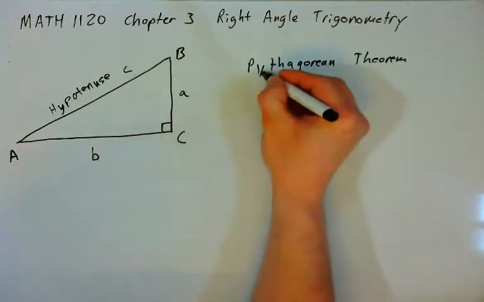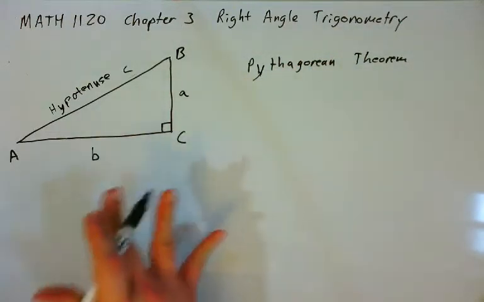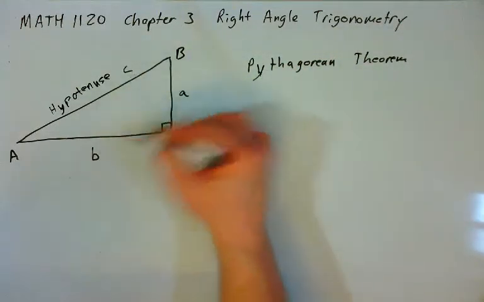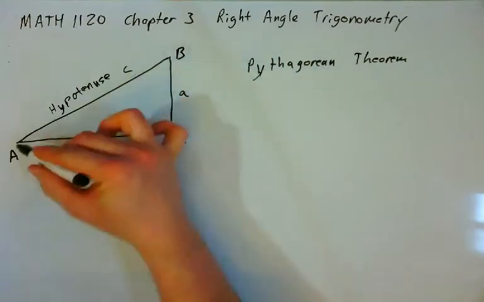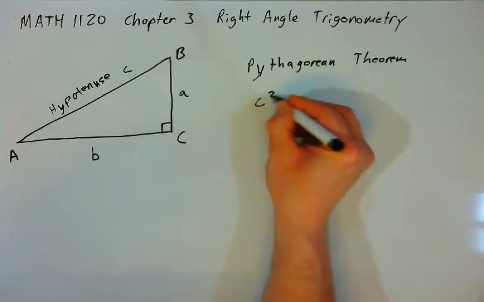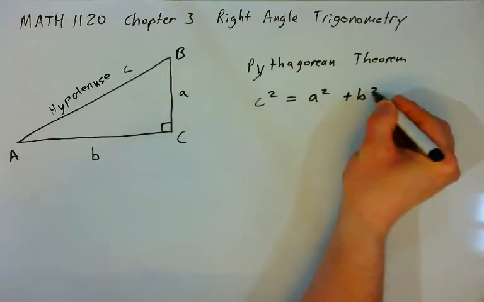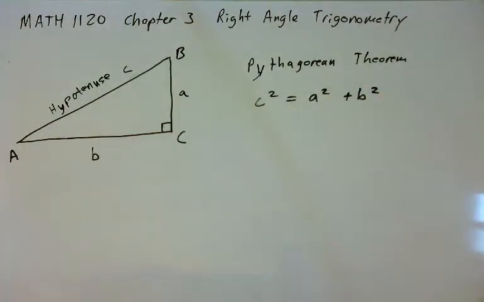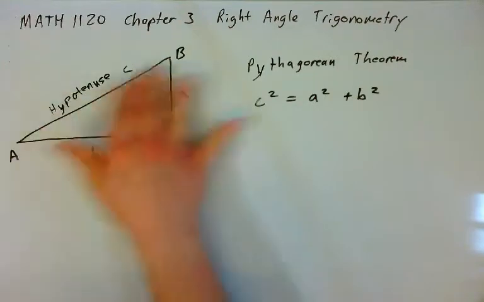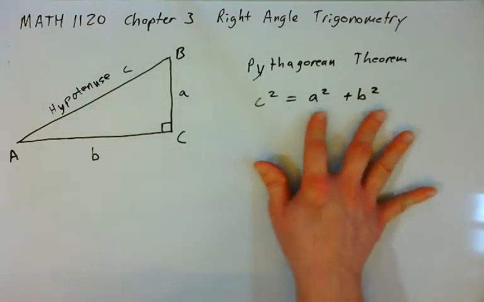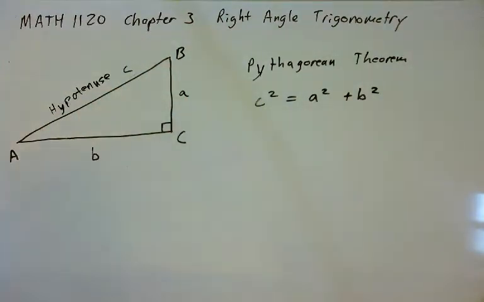For any right triangle, the length of the hypotenuse squared will be equal to the sum of the other two sides squared. Okay, so the square of the hypotenuse is equal to the sum of the squares of the other two sides. And this is called the Pythagorean theorem, a very important theorem. Make sure that you remember this.